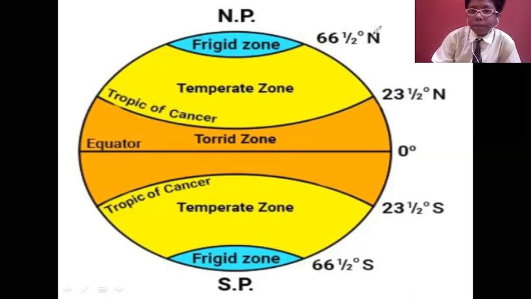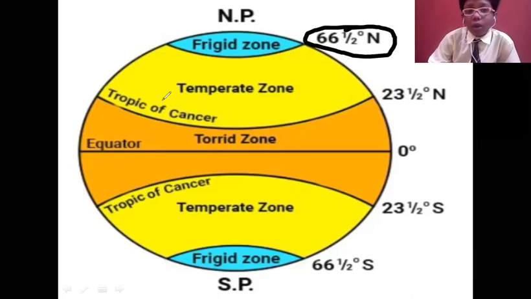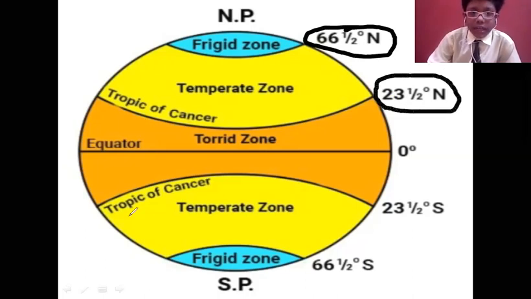I want to tell you one more thing here. I will tell you the degrees. The frigid zone is located at 66 and a half degrees north. Sorry, first the Tropic of Cancer. It is 23 and a half degrees north. Then comes the Tropic of Capricorn. It is 23 and a half degrees south.